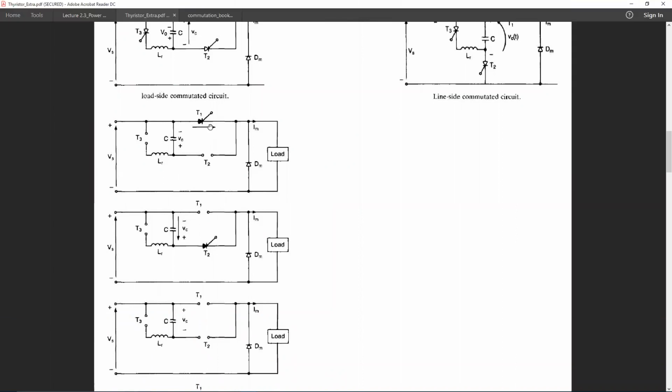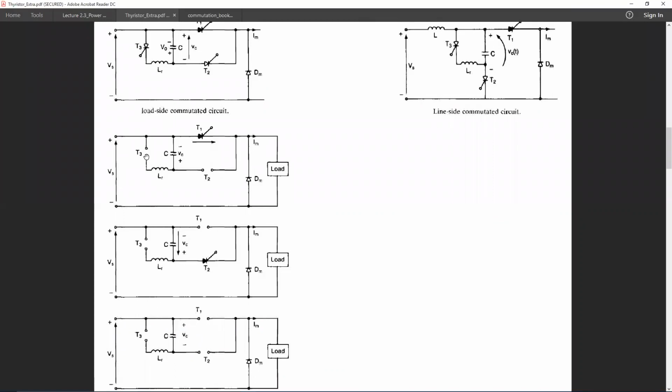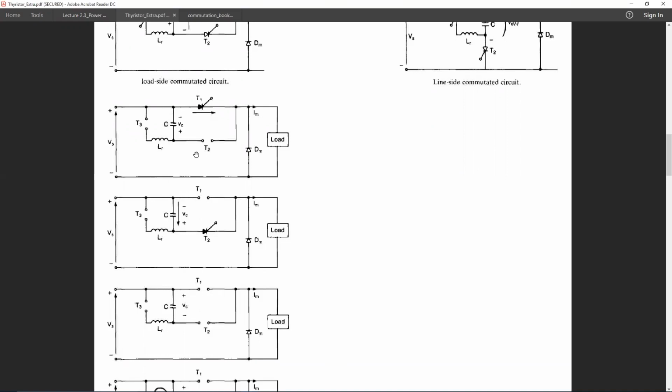So the main current is flowing through this thyristor T1 through this load, and the circuit is complete. You can notice this T3 and T2 is disconnected, and the capacitor is initially charged like this. Note the polarity. So in this condition, if we turn on the T2, what will happen?